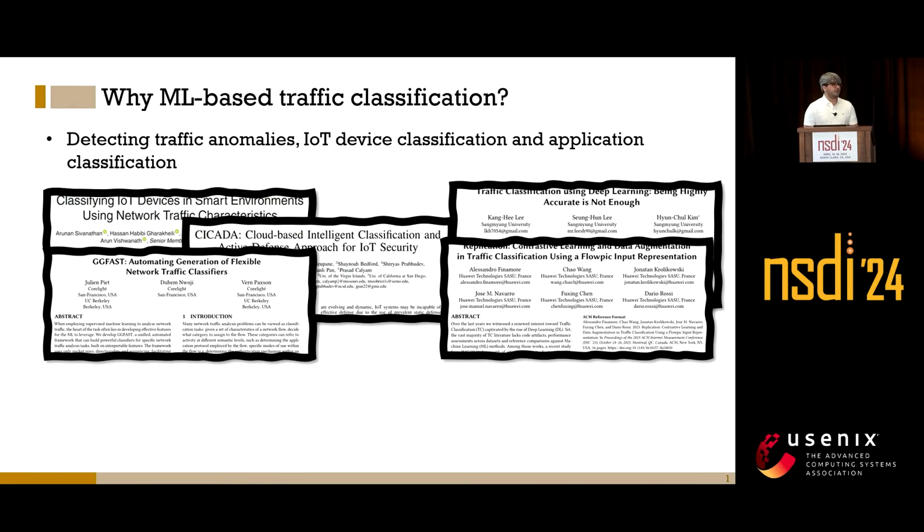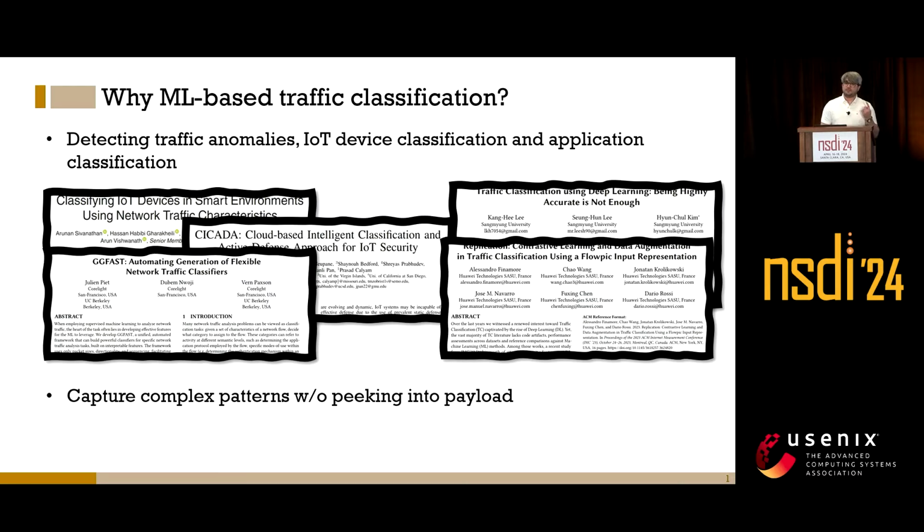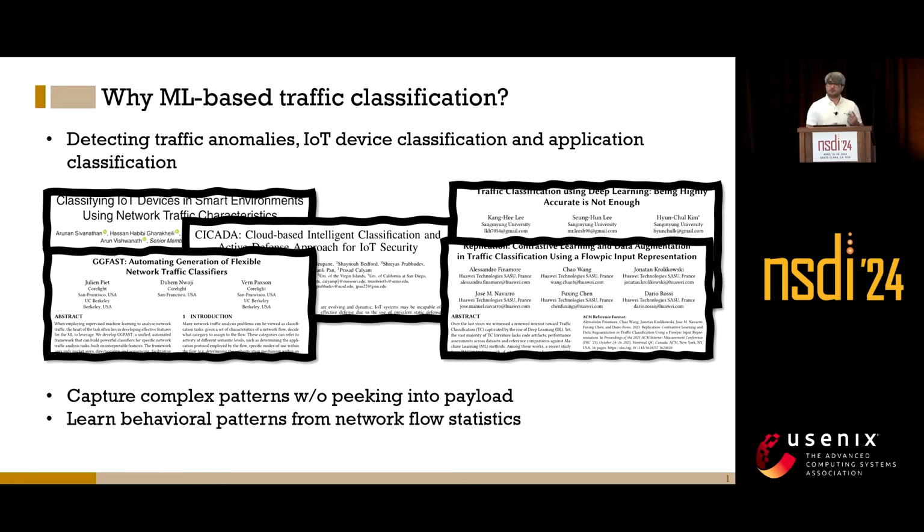There has been a lot of interest in ML-based traffic classification in recent years for two main reasons. One, its ability to capture complex patterns without peeking into the packet payload, and two, its ability to learn behavioral patterns from network flow statistics. And these two reasons combine and make ML-based traffic classification applicable to encrypted traffic.